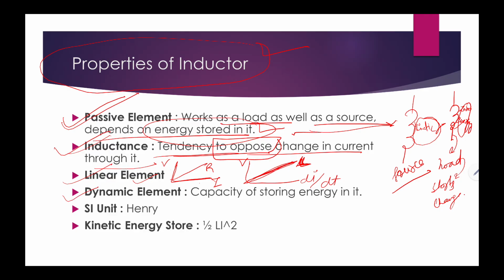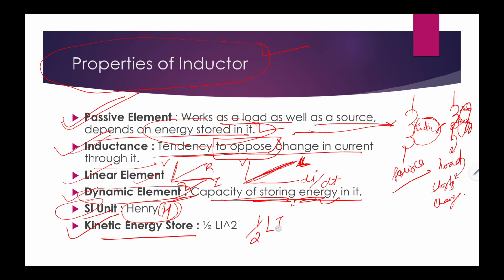Fourth point is dynamic element. It is a dynamic element because it has the capacity of storing energy; whenever there is an element which stores energy, there is a capacity in it to store the energy, we call it a dynamic element. SI unit of inductance, we already have discussed that it is Henry, which is denoted by capital H. Kinetic energy storage is half L i square. This is the formula of kinetic energy stored in inductor. Fine. And this L is inductance and this I is current flowing through it. The square of the current is used in the formula.